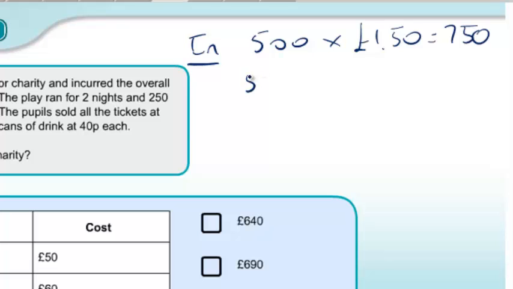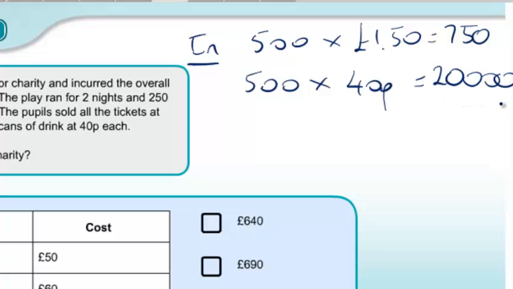They also sold cans of drink, so there were 500 of them, and they sold all of them at 40p each. So here we can also do this in our heads, so we can think, well, 5 times 4 is 20, and we have 1, 2, 3 zeros to add on. 20,000 pence, well, to convert pence to pounds we divide by 100, so we get rid of 2 of them, that's £200. But if you don't like that, you can just do it on the calculator. 500 times 0.4 pounds will get you £200. So the total income was £950.